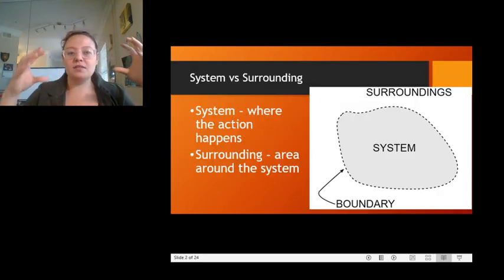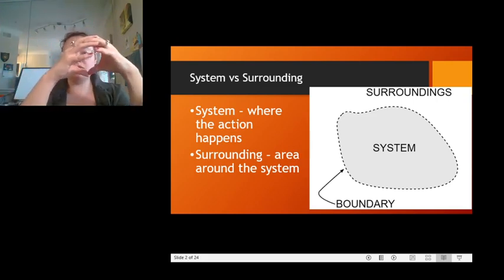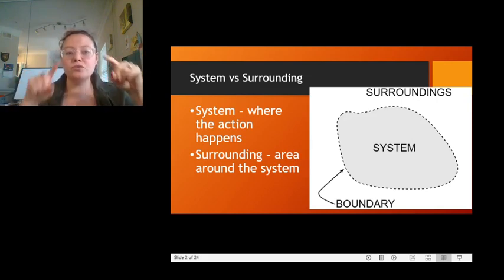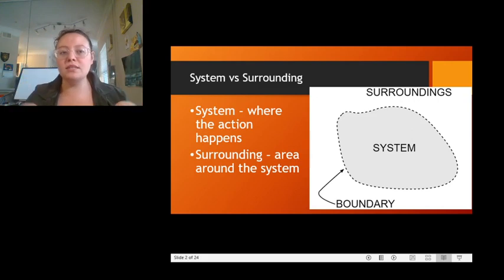First we want to talk about the system and the surroundings. So the system is where stuff is actually going to be happening, your chemical reactions, things where thermal reactions are happening, and the surroundings is the area around it that is interacting with the system. The surroundings can bring energy in or absorb the energy coming out, depending on the situation.